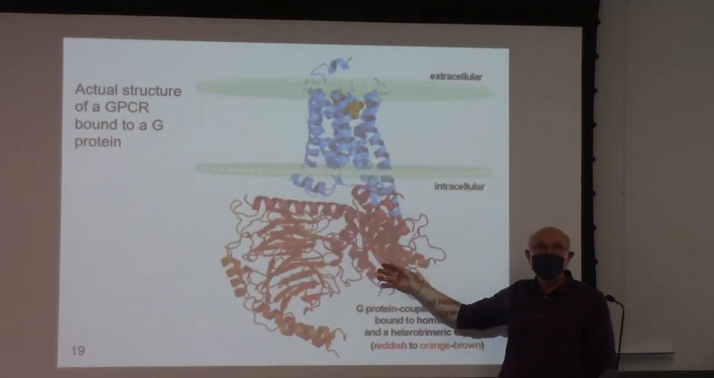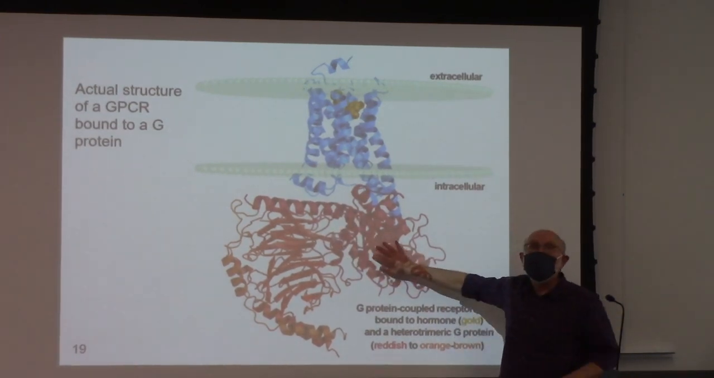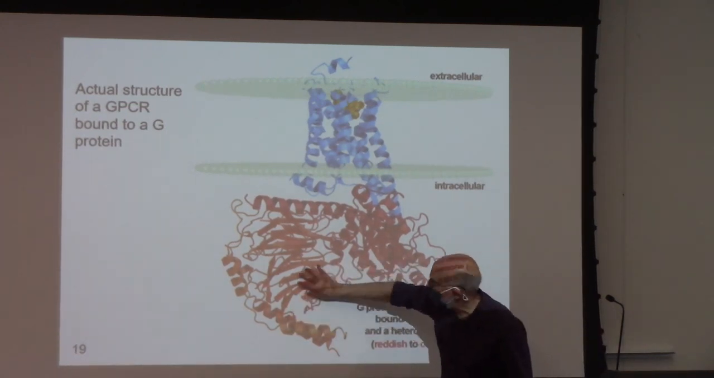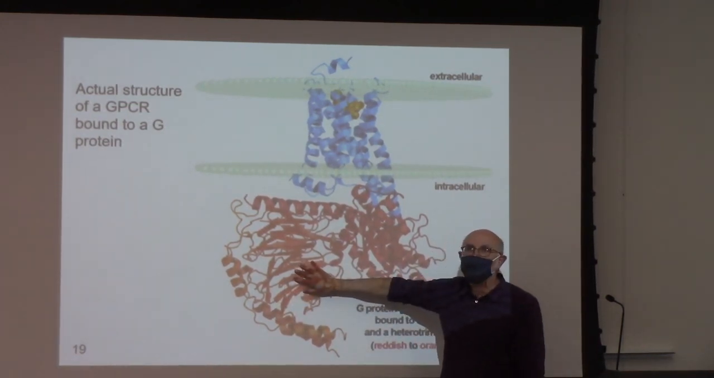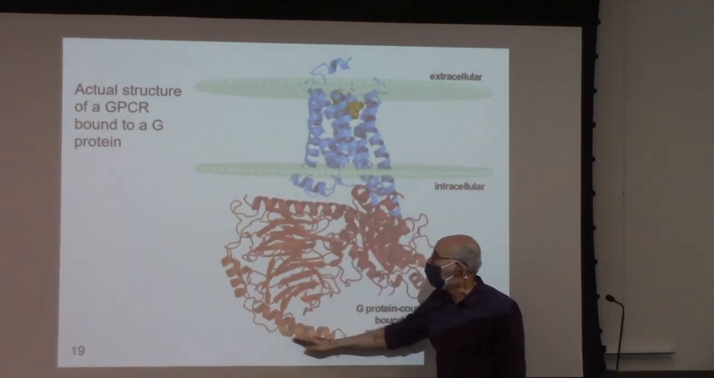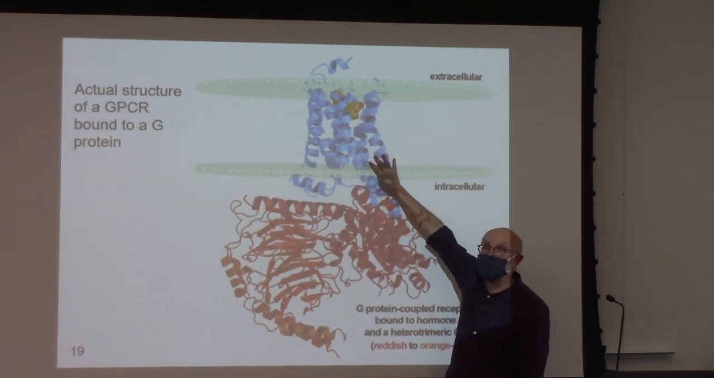Receptor with G protein. The red is the alpha subunit of the G protein. The orange is hard to tell. This is beta gamma. This is the beta gamma complex. This is the alpha subunit. This is the receptor.